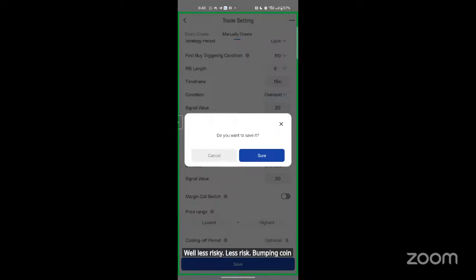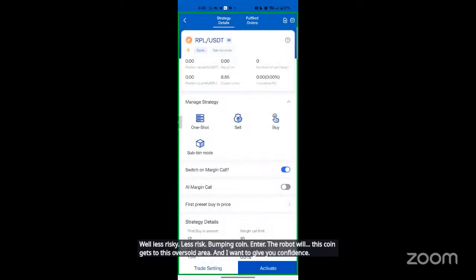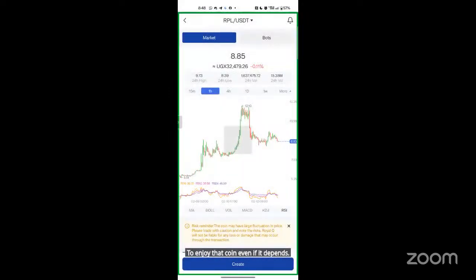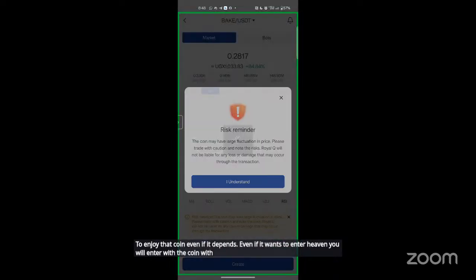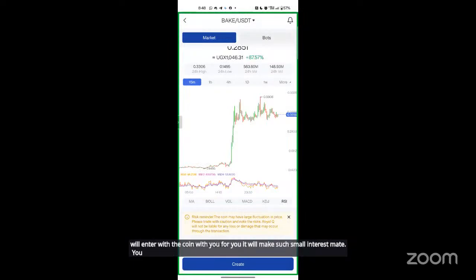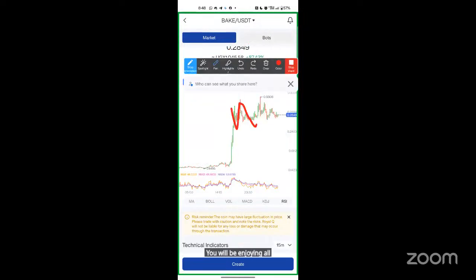Enter when the coin gets to this oversold area. And I want to give you confidence: you will enjoy that coin, even if it pumps to hell. Even if it wants to enter heaven, you will enter with the coin with you. For you, it will make such small retracements. Your robot will always buy. You will be enjoying it all.